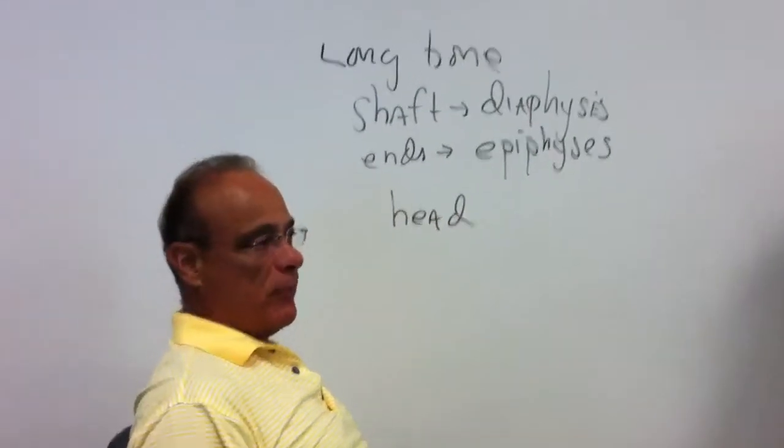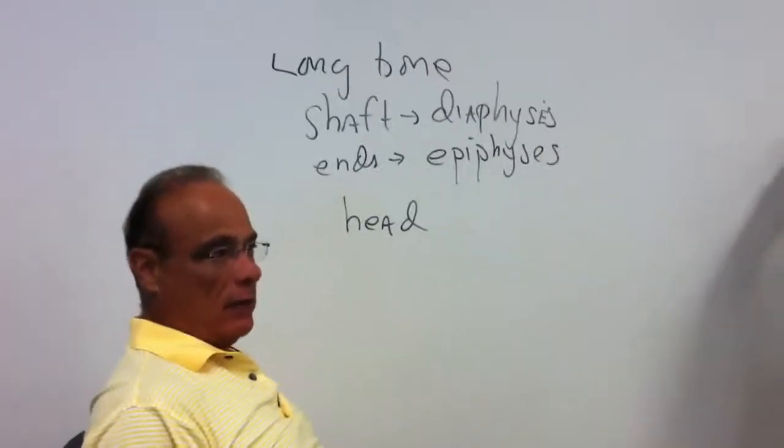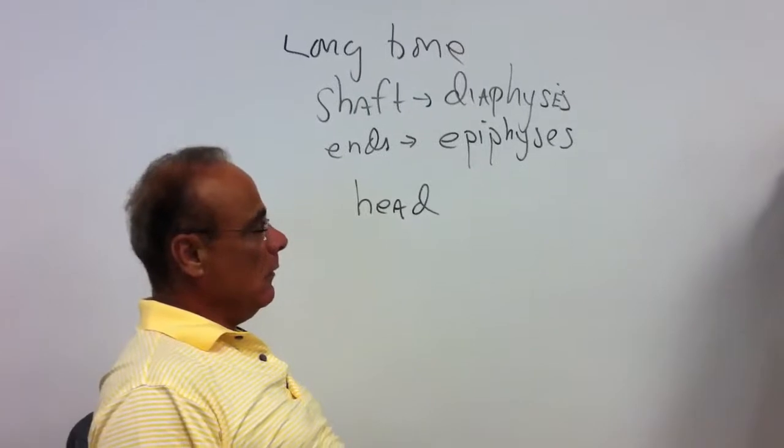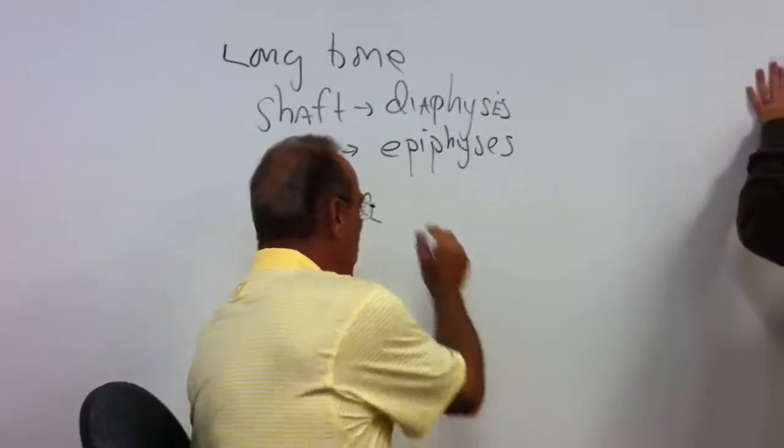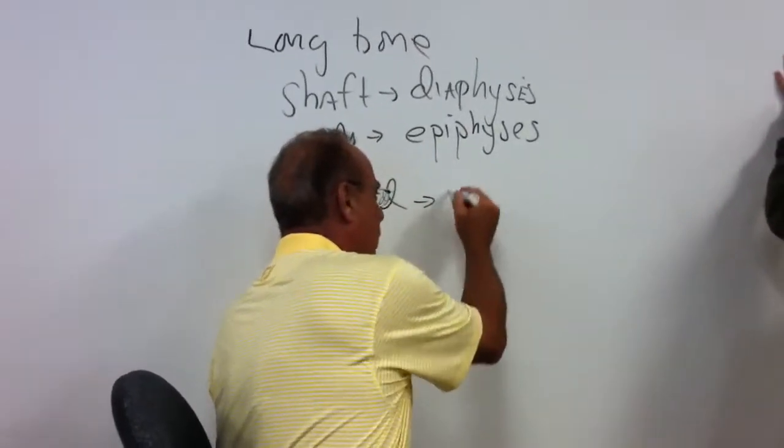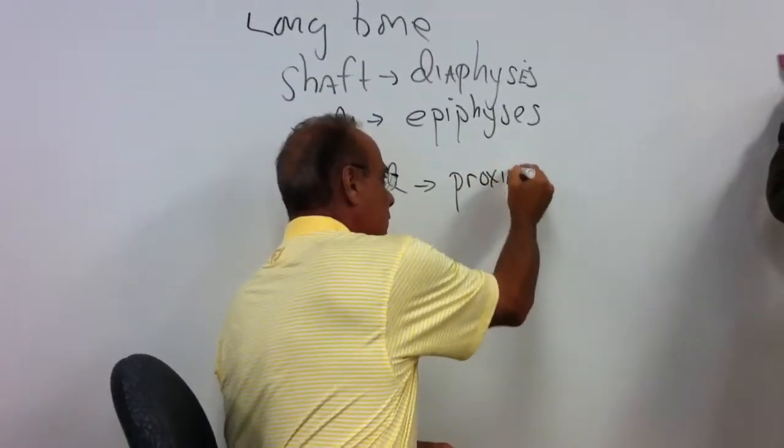Okay, and then all long bones except one have a head. And then all heads except one are on the proximal epiphysis.